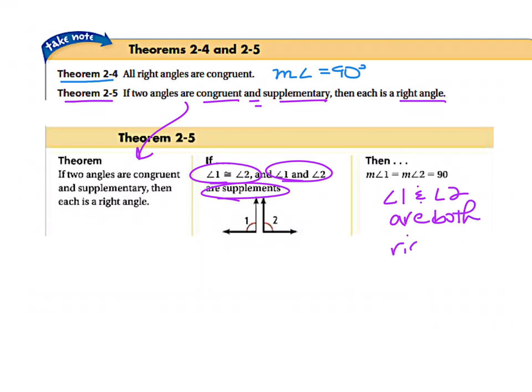So these are kind of common sense theorems. Again, they're theorems because they can be proven, but they're not anything that doesn't sort of make sense. So you can use any of these if you're doing a proof involving right angles or congruent supplementary angles. This is the end of this lesson.